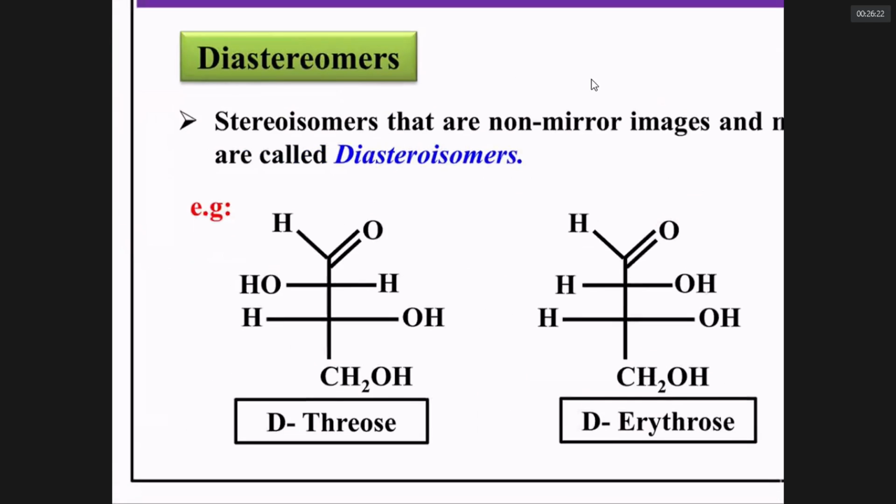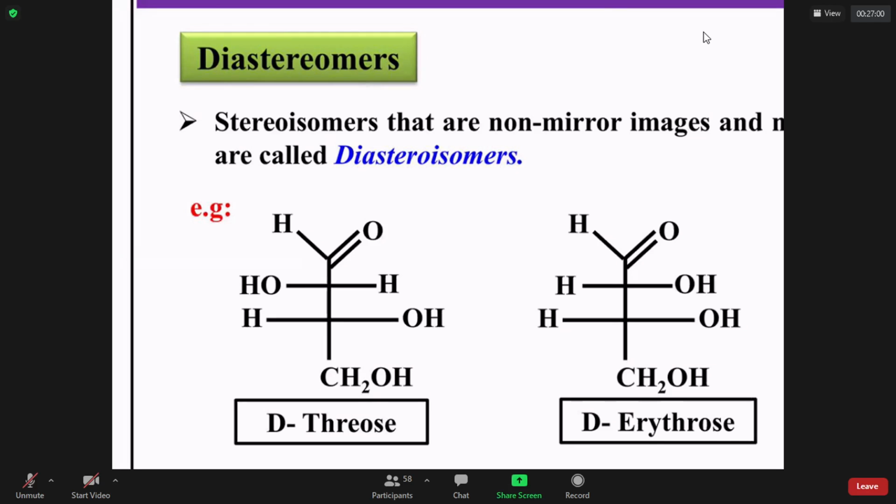Look at this sugar called threose and another sugar called erythrose. Both have the same formula, but they differ in the orientation of OH groups on the second and third carbons. Everything thrown on the same side is called erythrose. When the OH groups are on opposite sides, it is called threose. These are sugars which contain 4 carbons.